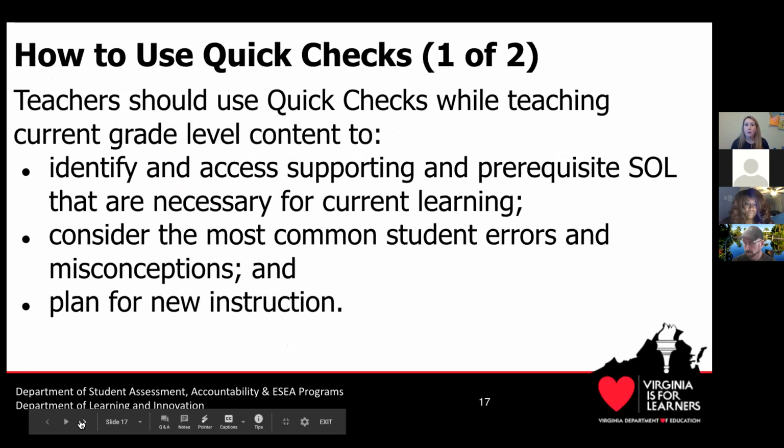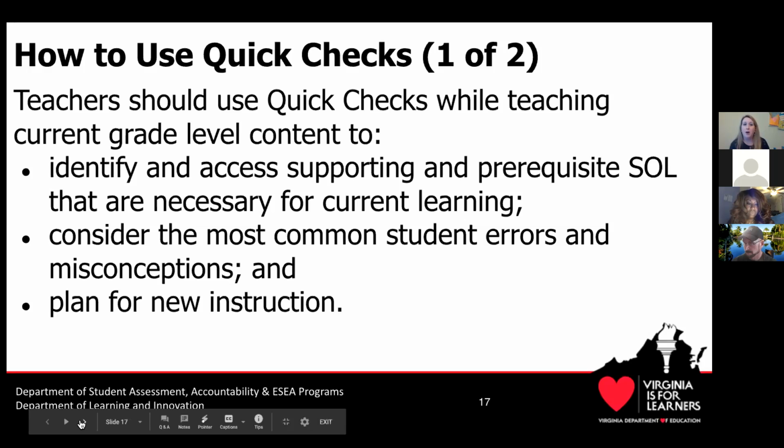Okay, so how are we going to use this? Right, so teachers are going to use quick checks while teaching, again, grade level content. Right, we're geometry teachers. That's what we're responsible for helping students learn. Okay, so we can look at that quick check and help identify and access the supporting and prerequisite SOLs. That's where it's going to refer back to some 7th and 8th grade standards that you might not know are related to geometry, but the quick check will give you that information.